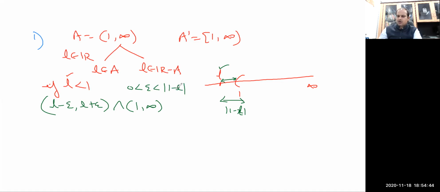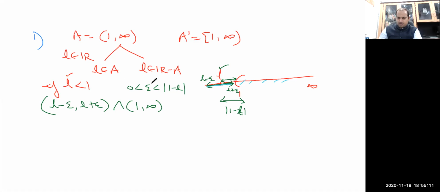If we choose any such epsilon, then the neighborhood L minus epsilon, L plus epsilon, where epsilon is less than mod 1 minus L, is not going to intersect the shaded portion here. Let me shade it with some different color. Its intersection with this one is clearly empty.